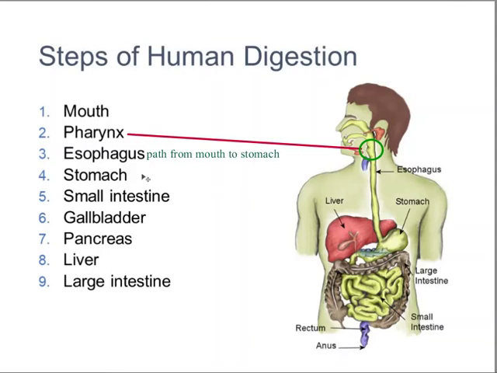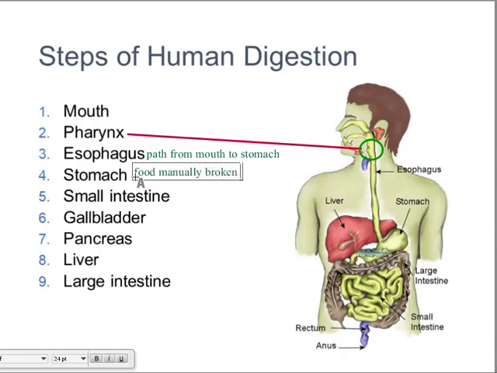The stomach is where you have digestive enzymes as acids, and the food is manually broken down here. In other words, it's tumbled around and around like a dryer with acids.